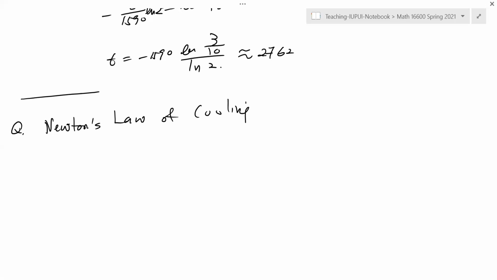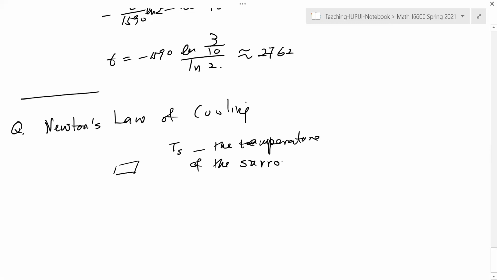So Newton found that if you put an object in a surrounding area, and if TS is the temperature of the surrounding, and T means the temperature of the object.